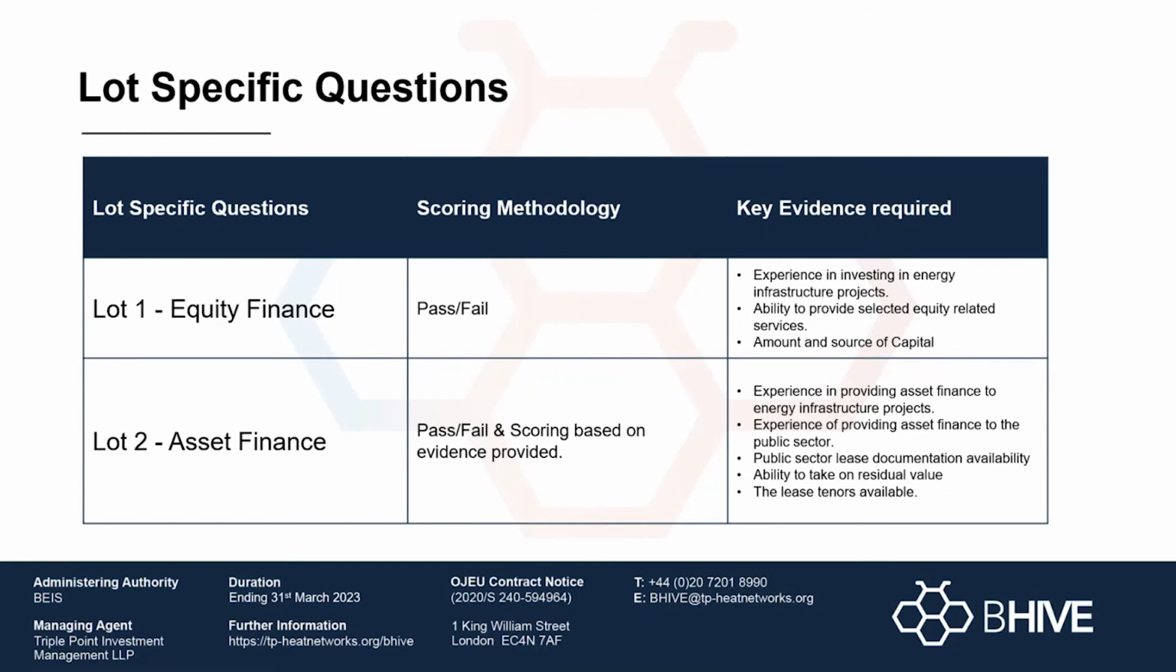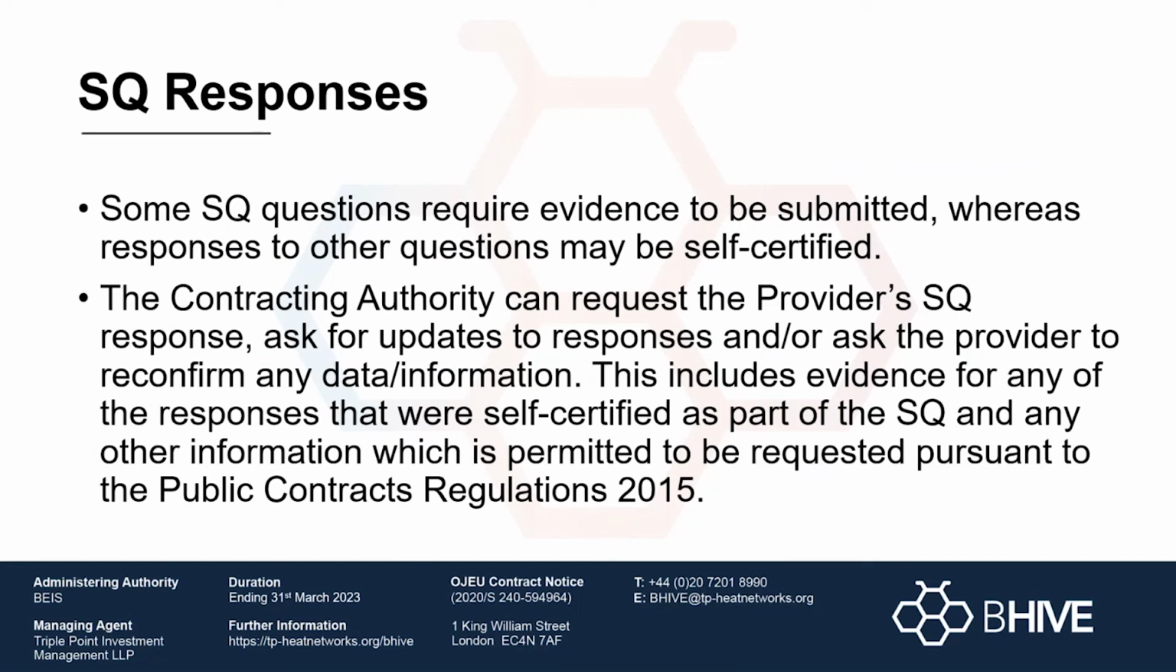So the SQ responses, some of them require evidence to be submitted, whereas others are self-certified. And the contracting authority can request the provider's SQ response and ask for any updates to these to reconfirm information. So this includes anything that was self-certified, and other information can be requested as well once we move to the call for competition stage of the DPS.